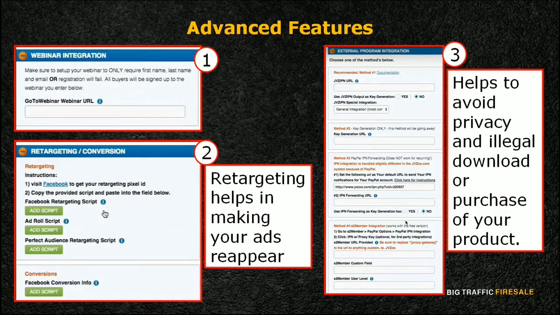JVZoo.com offers an automated username and password creation to visitors. This prevents them from passing through all the links just to reach towards your end product page. It helps to avoid privacy and illegal download or purchase of your product. You're almost set. Scroll down and click the Save Product. You'll be directed to your seller's dashboard and you can see that your product is ready to be sold.